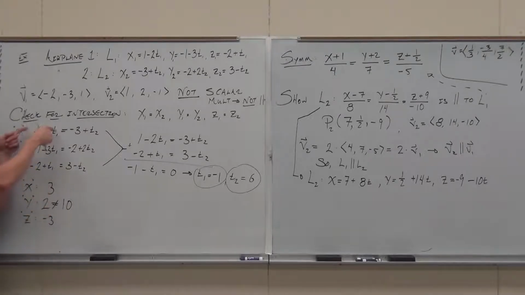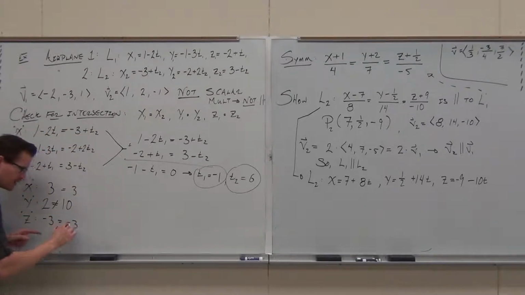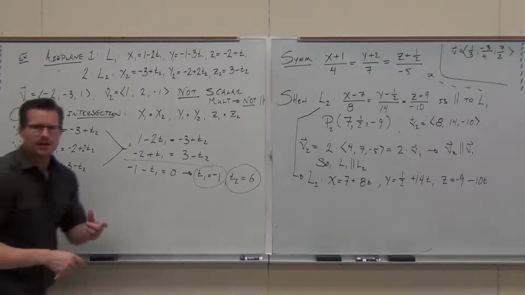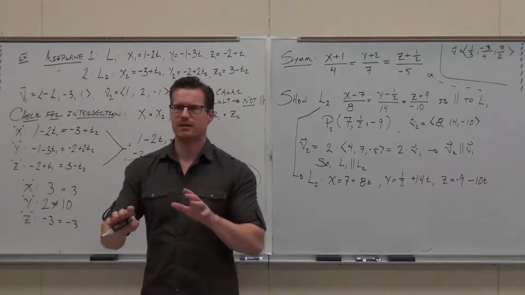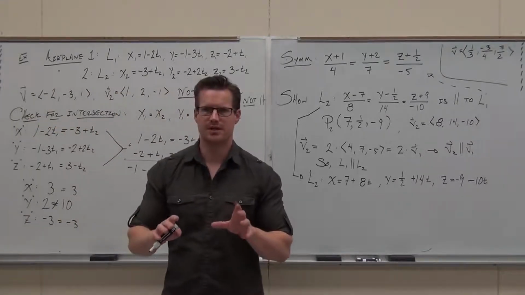Here we plugged in this, we got 3. It equaled 3 when we plugged in here. Here we got -3. We got 2, we got 10. That says that these planes do not intersect. They're missing at that time.